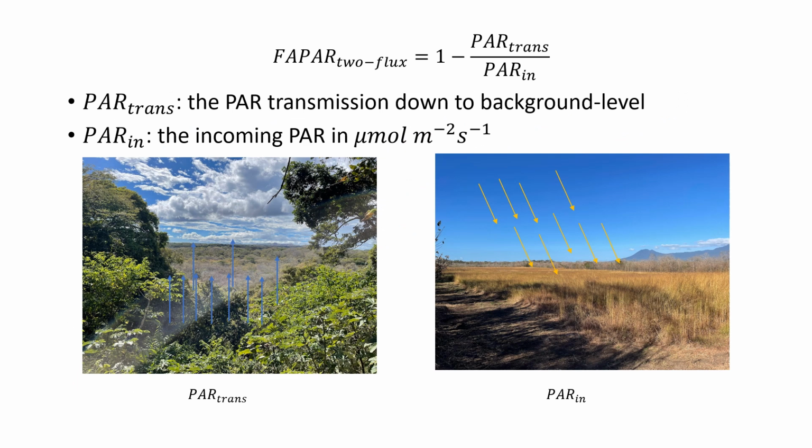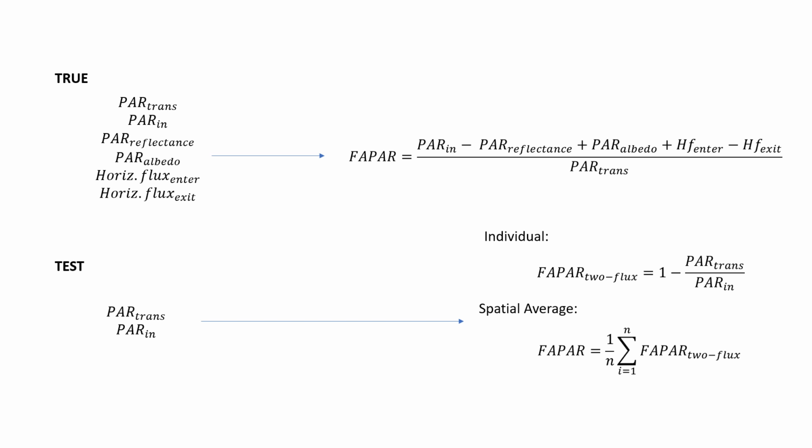Two-flux FA-PAR is the responding variable and the new methodology we are testing in the study. The transmitted PAR sensors are located in the forest, while the incoming PAR is in a nearby field where tree canopy cannot interrupt the incoming solar radiation. Should this method prove to be reliable, it would be a more cost-effective and labor-effective method for in situ FA-PAR measurements. Here's a look at both methods side by side.